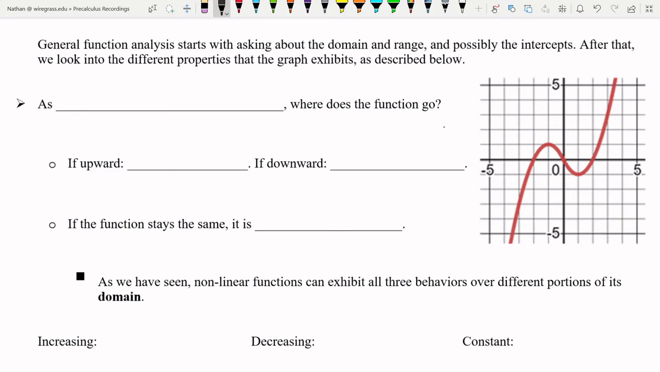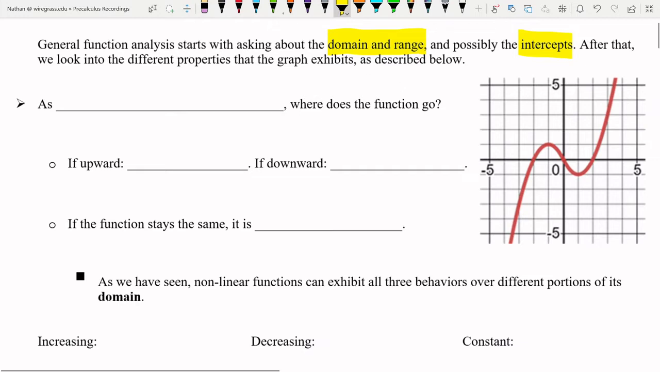So general function analysis starts with asking about the domain and range. Those are, of course, the big ones we always need to think about when working with functions. And the intercepts, because the zeros of the function are also quite important. The y-intercept, maybe not so much, but the intercepts in general. There are also other properties, though, we can look at a graph and describe.